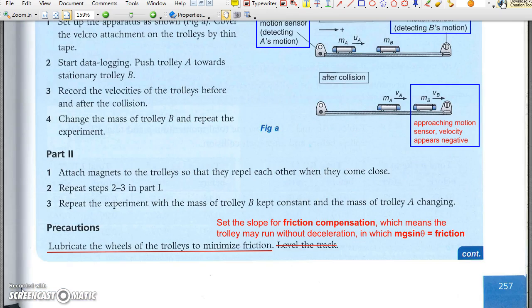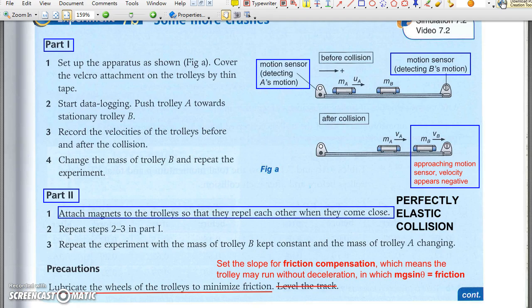The rails are also lubricated to minimize friction. The track is set for friction compensation to minimize the effect of friction. In part 2 of the experiment, repelling magnets are attached to the trolleys so that they repel each other when they come close. This further reduces energy loss during collision. Let's take a look at the experiment.